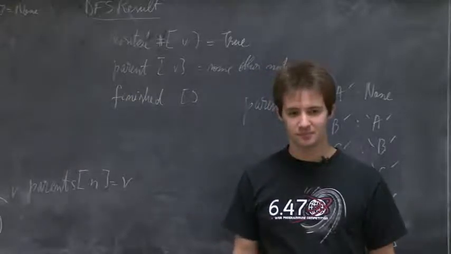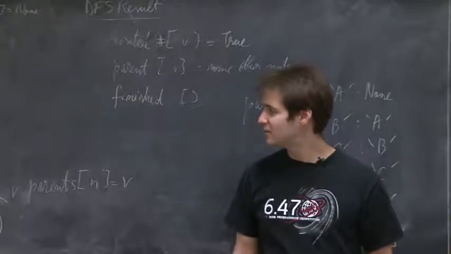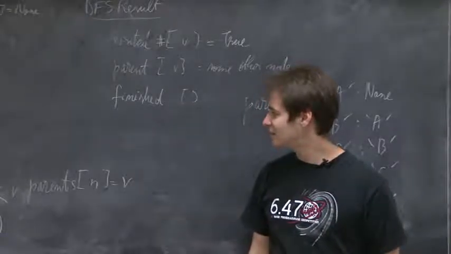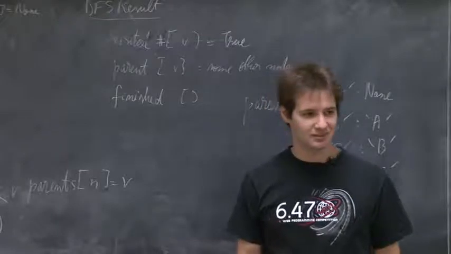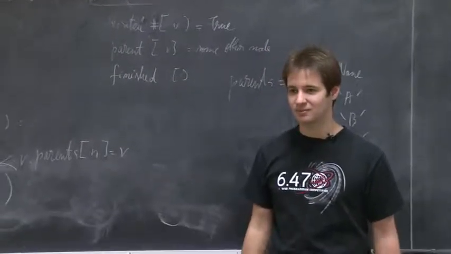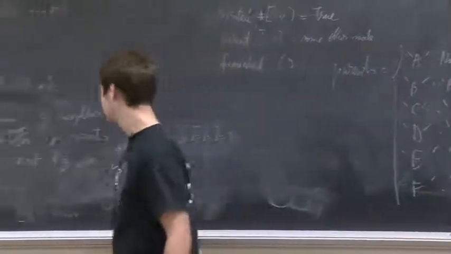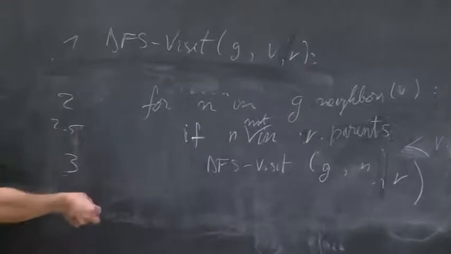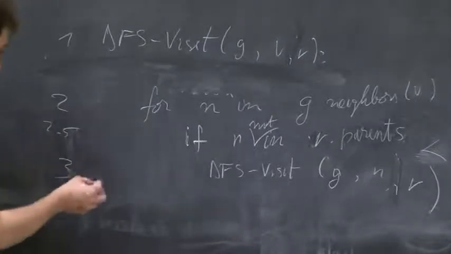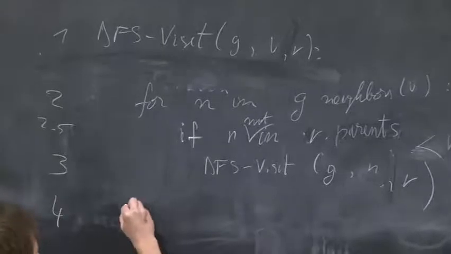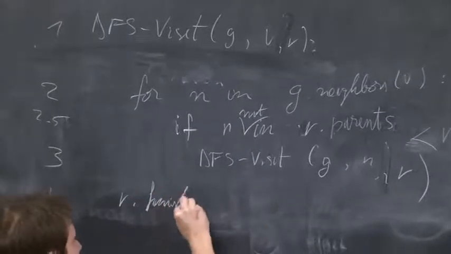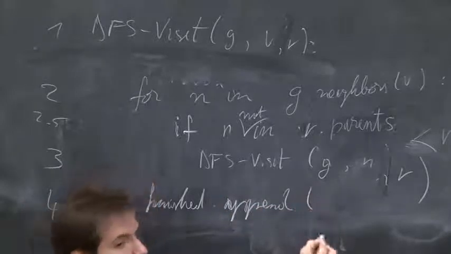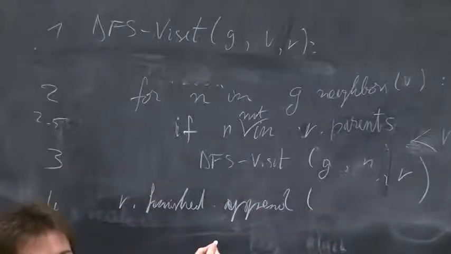In the DFS visit, which line? Line 2.75? No, not quite. After you recurse. So line 4. So I'm adding them in the order in which I'm done with them. Okay, so when I'm about to leave a node completely, I'll add it to that list. Which node? What's the name? V.